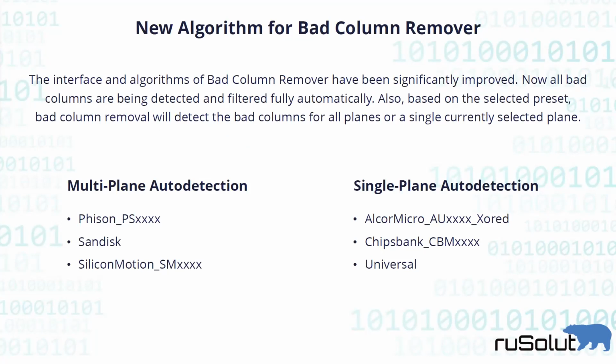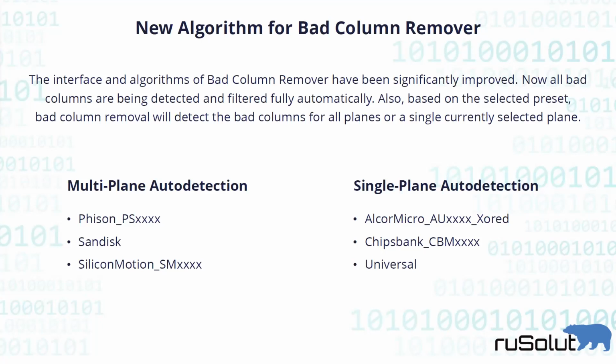So now you don't have to care about all these filters. You don't need to worry about false positives and stuff like that. All this filtration is being done in the background. So now basically you need to click. You are limited to a couple of buttons, and after that you will get all possible bad columns inside a particular plane.